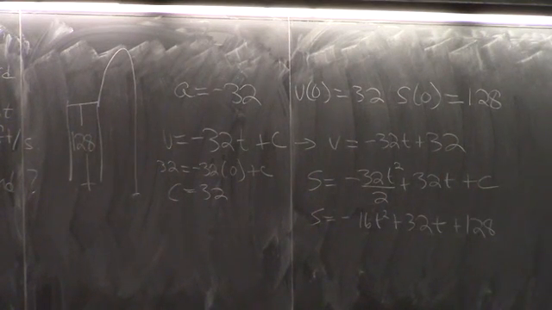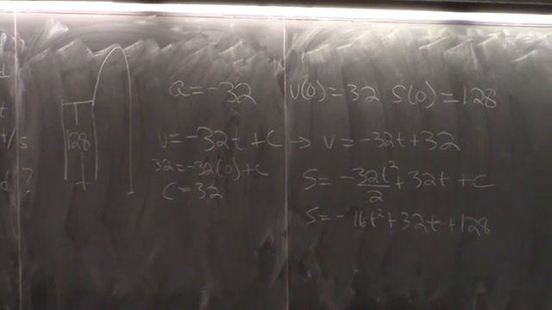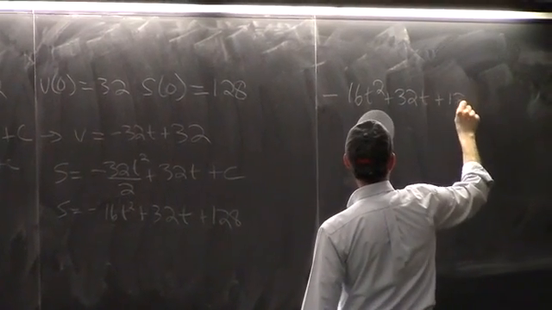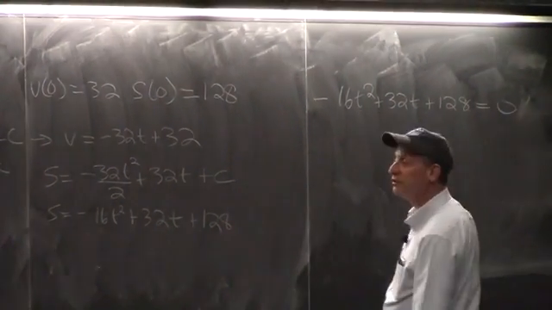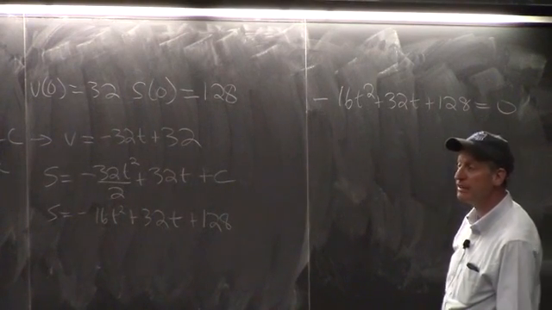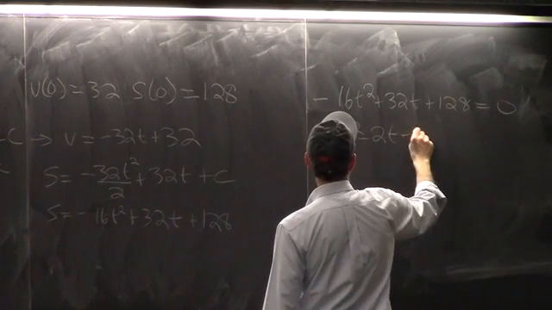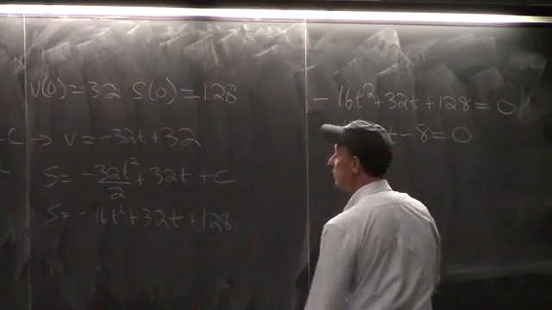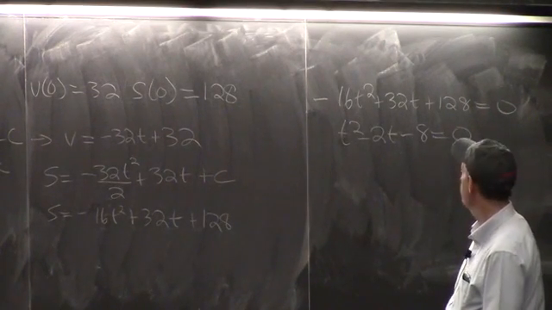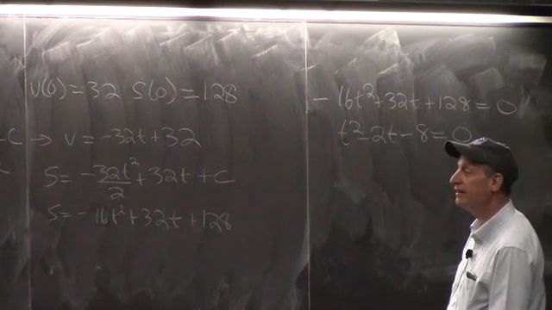Alright, now I want to find when that is equal to 0. So I take negative 16t squared plus 32t plus 128 equals 0. Divide through by negative 16, which we don't have to, but it makes life easier. You get t squared minus 2t minus 8 equals 0. Does that factor? Minus 8. Does it factor, Diana?